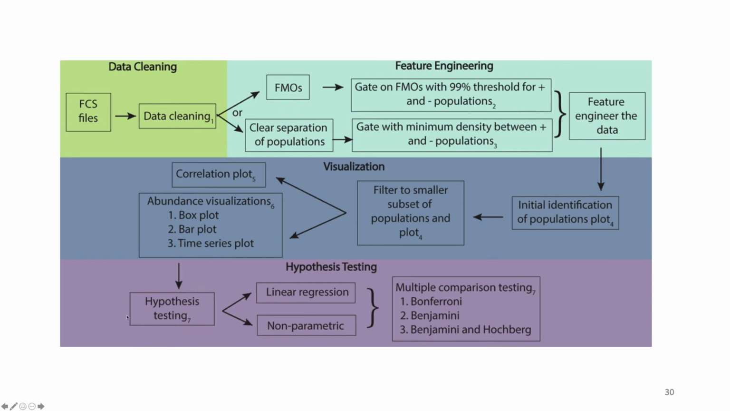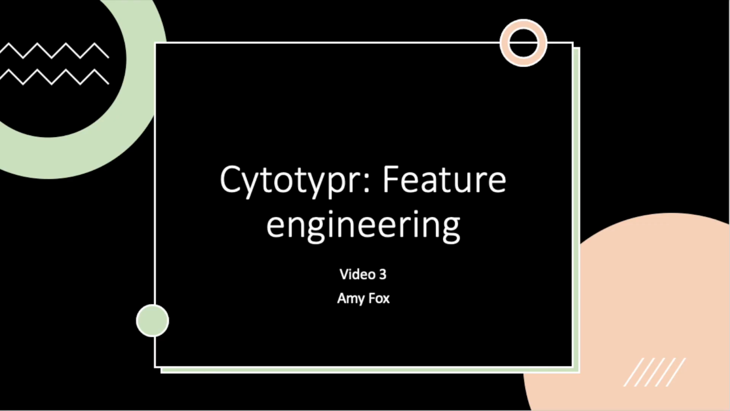From there, we can do various hypothesis testing, whether that's with a linear regression that I showed when we were comparing our flow cytometry data to our bacterial burden data. And there are also options to do some multiple comparison testing, applying Bonferroni, Benjamini and Hochberg, etc., to all of these different hypothesis testing methods, because we are comparing lots of different immune cell populations. You can check out the next video to look at how to use the pipeline.